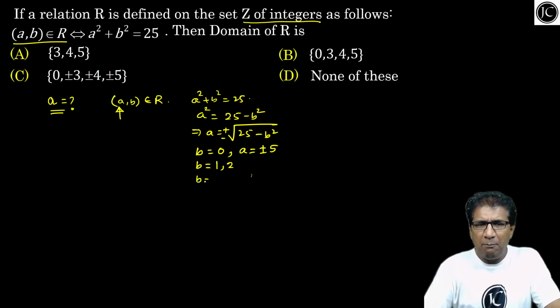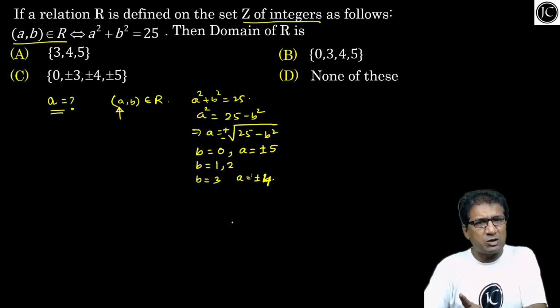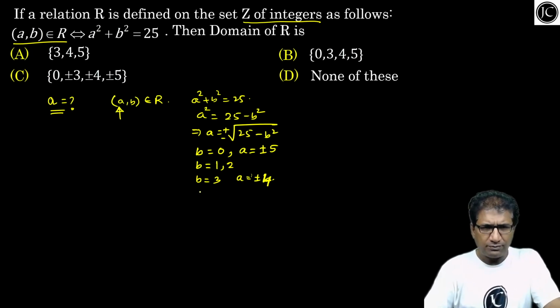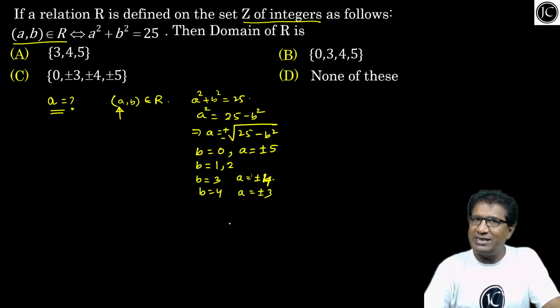So let us take B as 3. If I take B as 3, A is coming plus minus root over 25 minus 9. That is root over 16, that is plus minus 4, which are both integers. When B is 3, A is plus minus 4. Both are integers, so we can take those values. Now if I take B as 4, then we are getting A as plus minus 3. That is also accepted. If I take B as 5, then we are getting A as nothing but 0, which is also an integer.